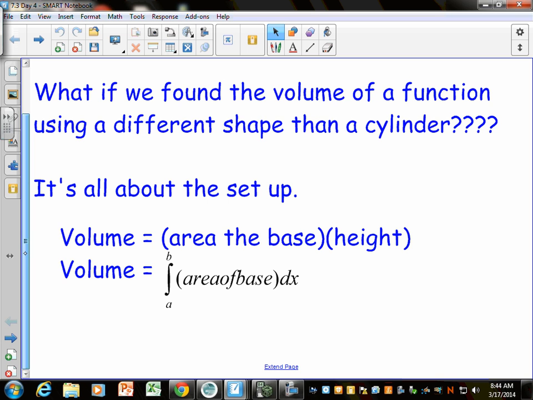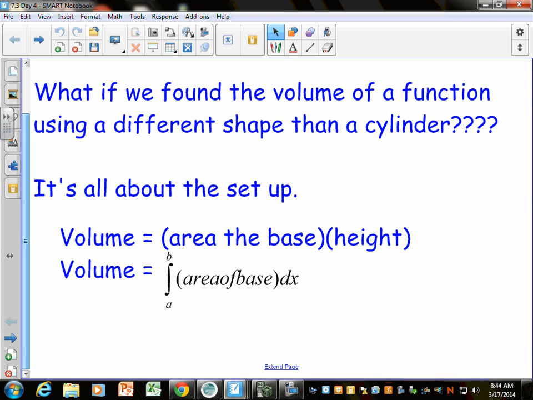Normally, when we do the cylinder, we take the area of the base, which is the pi r squared. Pi we pull out front. The r squared is our function, and then the height becomes our dx or our dy, because the closer those rectangles get going towards an integral, they go to 0, or the dx there.